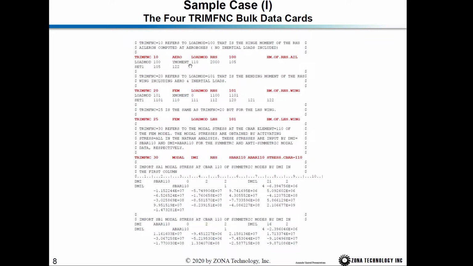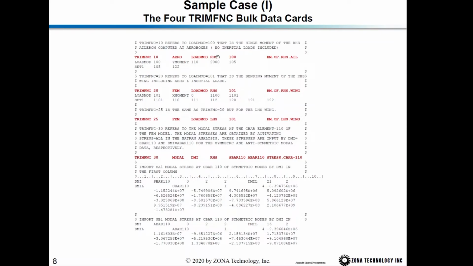In the load Markov, it refers to the contour card, and we want the moment about the y-axis to be the hinge moment. And this one is 2000. It refers to the panelist card, and in the panelist card, you list out the panel IDs of the aileron. Okay, and because this is a half span model, the right hand side hinge moment and left hand side hinge moment under this asymmetric flight condition should be different.